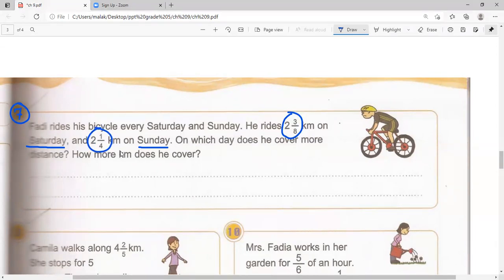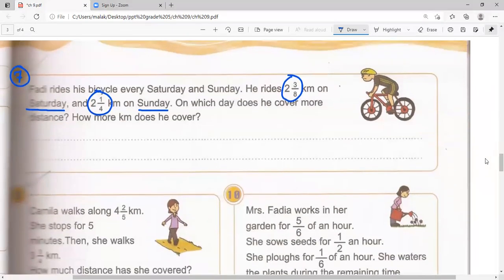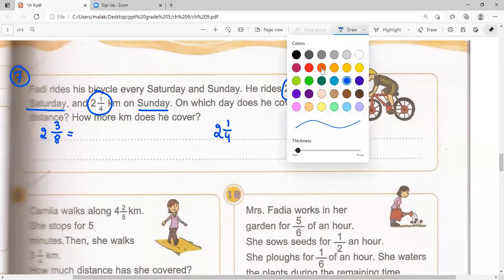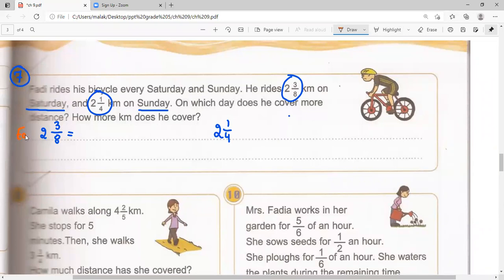What shall I do? You have to compare them. Change both mixed numbers to fractions. Then compare the two fractions together. We are comparing 2 3/8 to 2 1/4. 2 3/8, how do we change it to a fraction? 2 times 8 is 16. Plus 3 is 19. 19 over 8. 2 times 4 is 8, plus 1 is 9. It's 9 over 4.